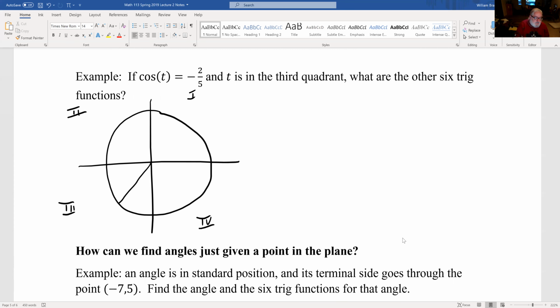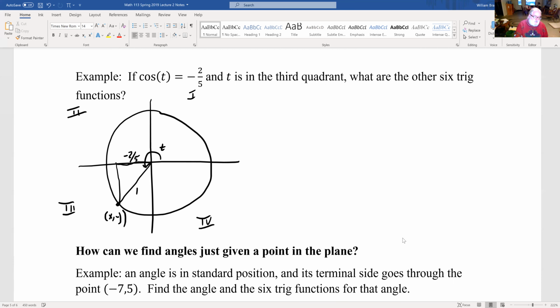So here's my radius 1. It's a bad picture, but that's okay. And this must be my cosine. That's my x-coordinate, minus 2/5. And this is the angle T that I'm looking for. And I want to know what this point is. So if cosine T is minus 2/5 and T is in the third quadrant, how do we find that out?